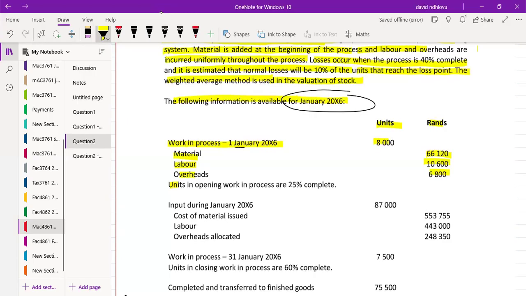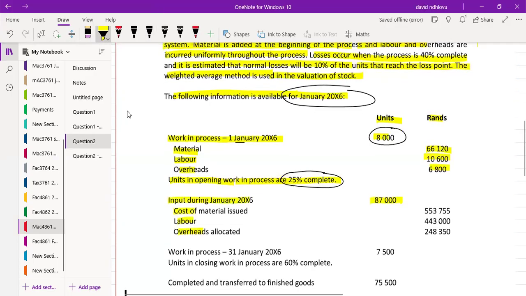Then the opening work in progress units are 25% complete. So these units that we have are incomplete. They are 25% complete. Then we have the input during January. We have got 87,000 units. These are the rand costs that were given.